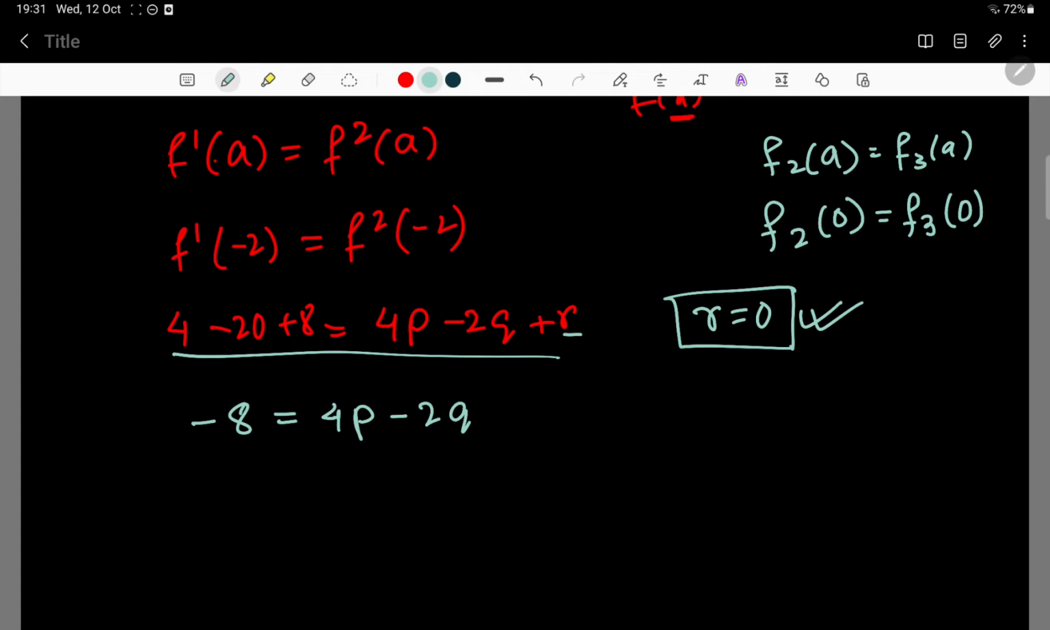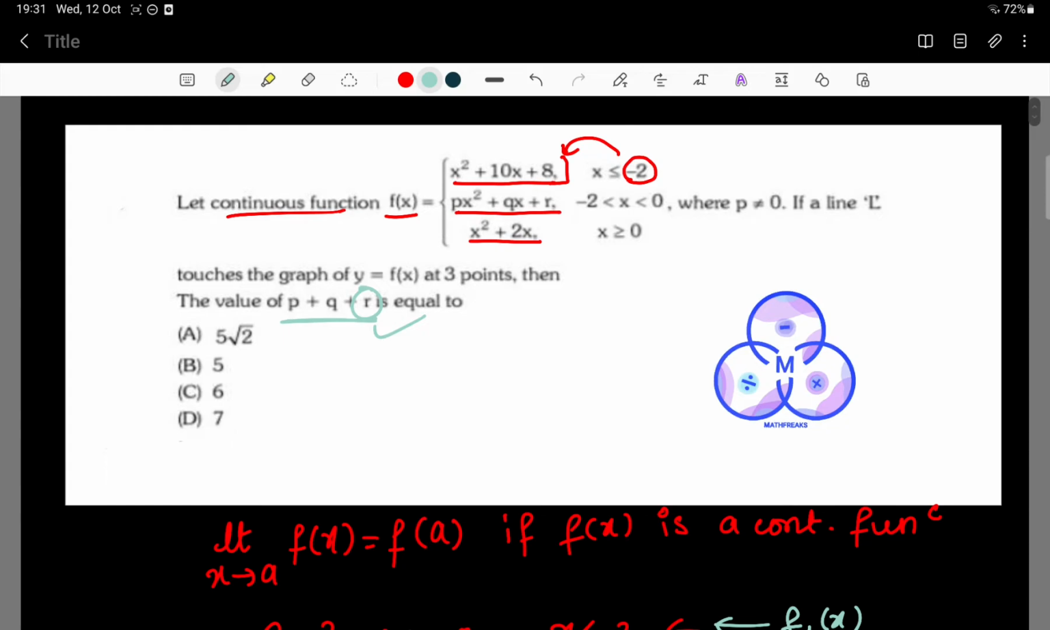Now, how to find p and q? We can get this from the second part of the question, which states that a line L touches the graph y at 3 points. Now, touches the graph at 3 points. What type of line touches a graph? It's a tangent. So we can say that the line L, whatever it is, is a common tangent to the three graphs.